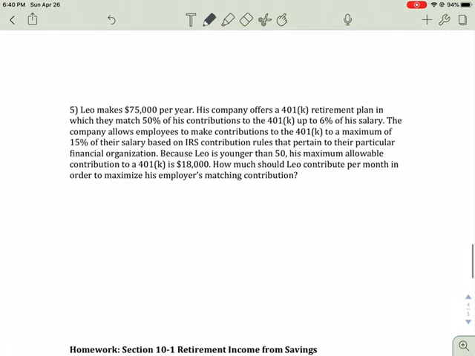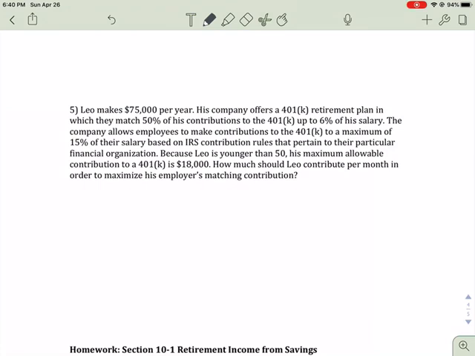All right, let's take a look at this last problem. And this last problem is talking about matching contributions to a 401k that's sponsored by an employer. So we have Leo here. He makes $75,000. His company offers a 401k retirement plan in which they match 50% of his contributions up to 6% of his salary. That sounds confusing.